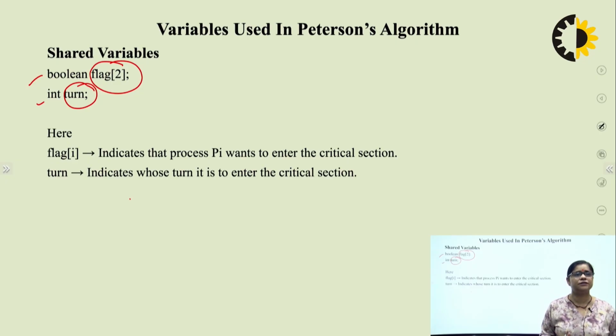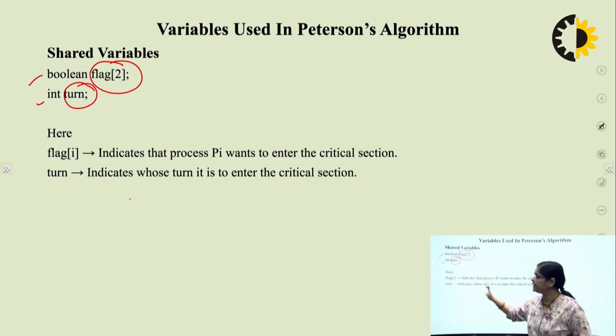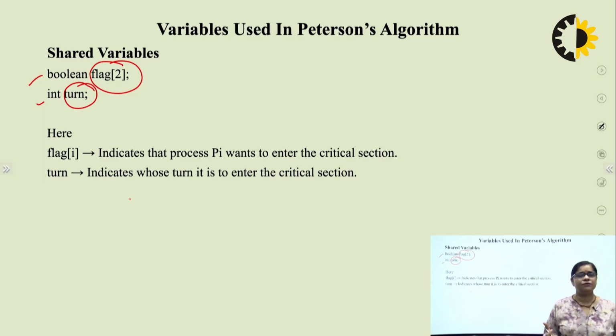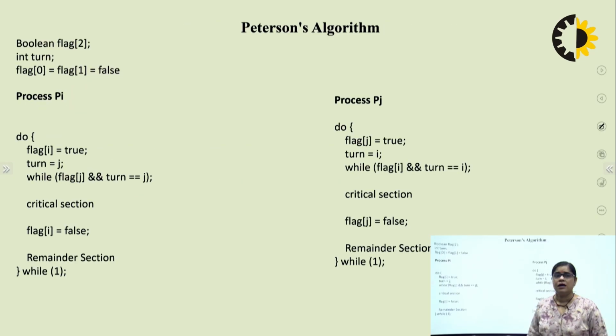So this is the Peterson algorithm, and these are the two most important variables we are using for it, that is flag and turn. Flag indicates the process Pi wants to enter the critical section, and turn indicates whose turn it is to enter the critical section, right. Now, if you have seen my previous video on Dekker's algorithm, you will find a very common thing here.